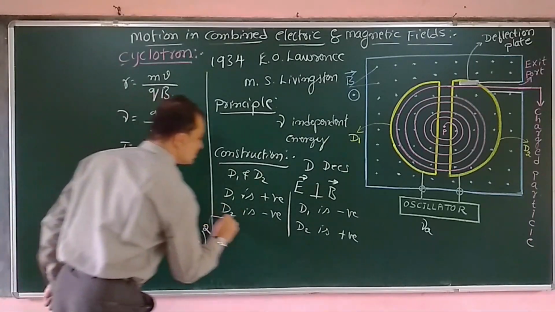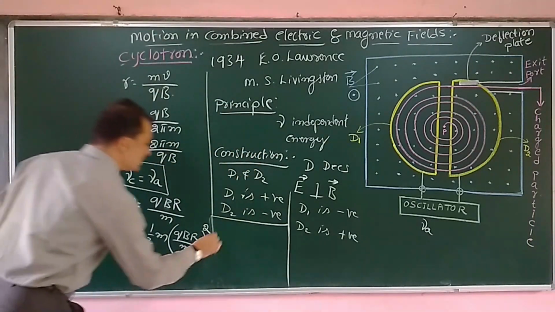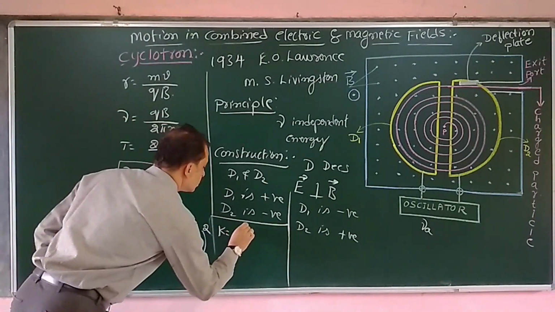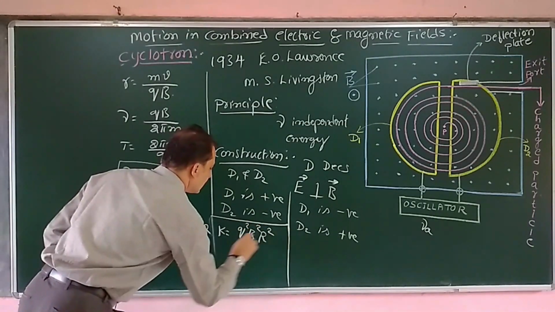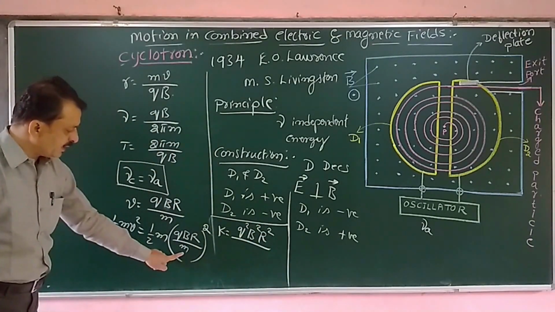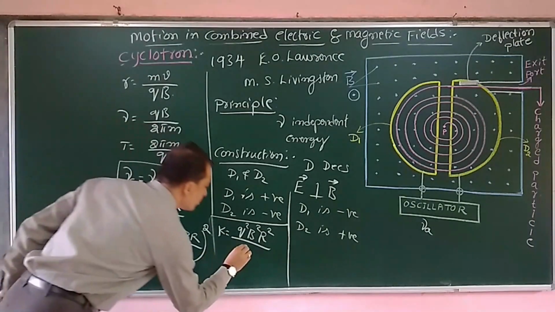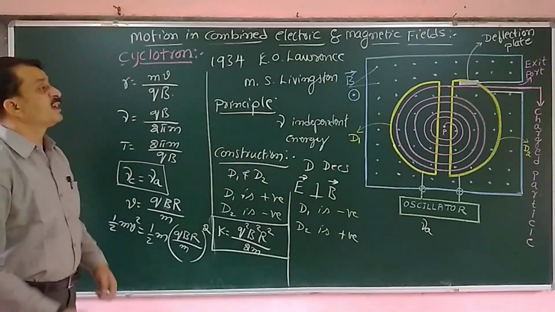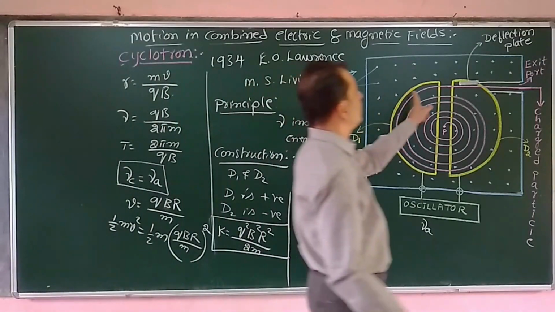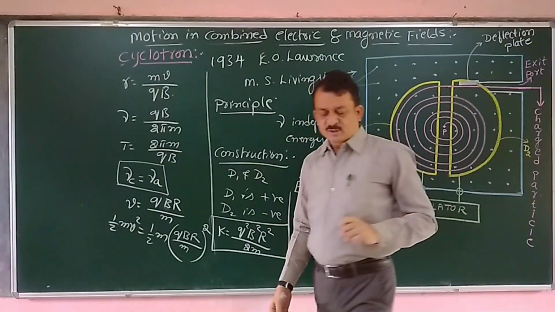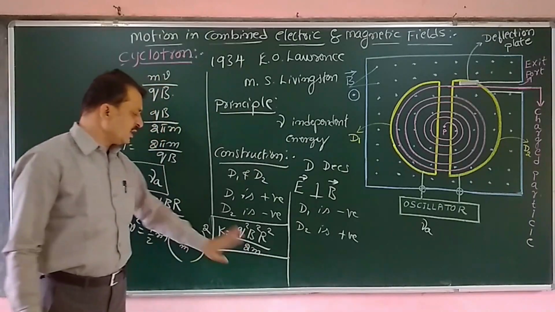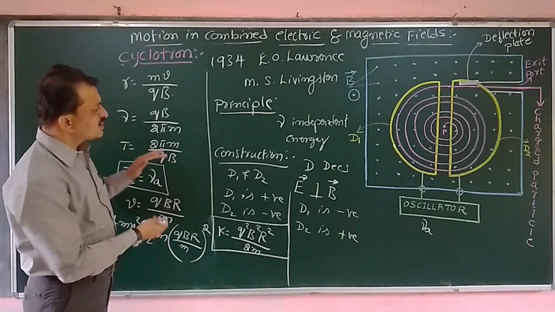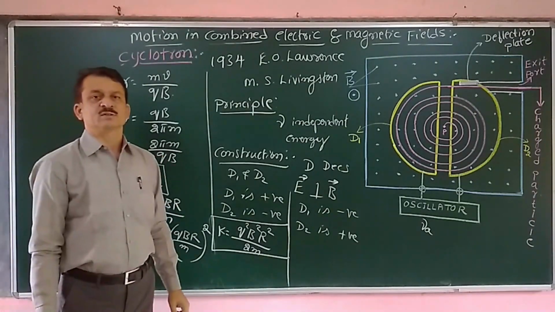Now, if I simplify that, the kinetic energy of that particle which is coming out becomes q square B square R square divided by, here m is there, here m square is there, one m cancels. Therefore, we get 2m in the denominator. That is the final kinetic energy of the charged particle which is coming out of the cyclotron. By the time it comes out of the cyclotron, its energy is this much. So, that is the theory of this cyclotron.